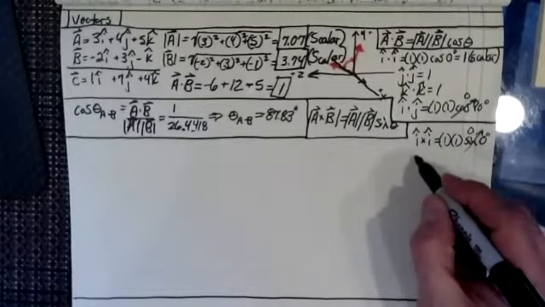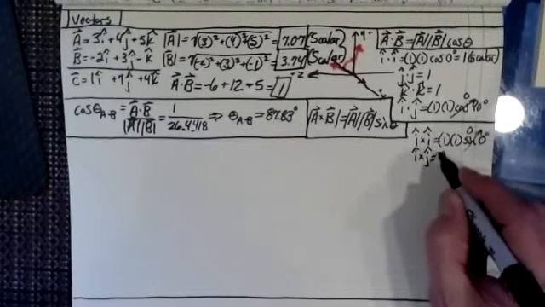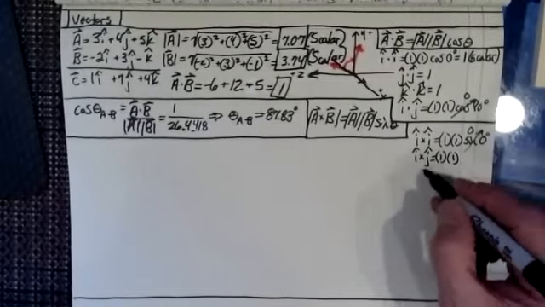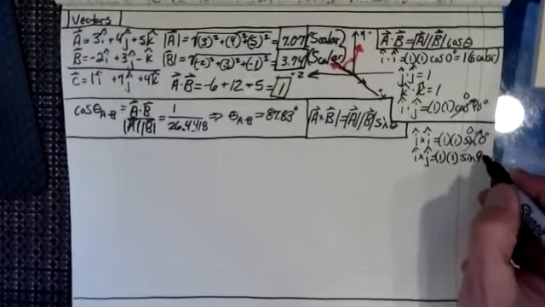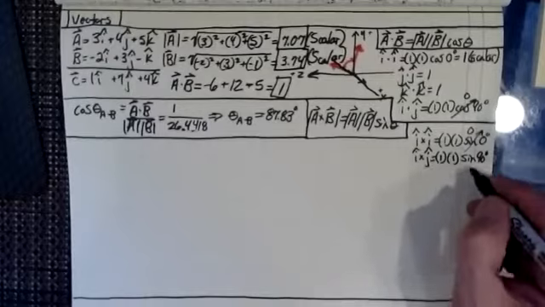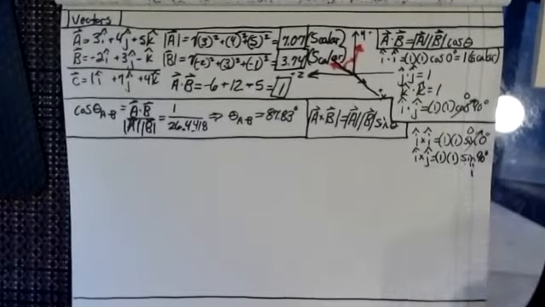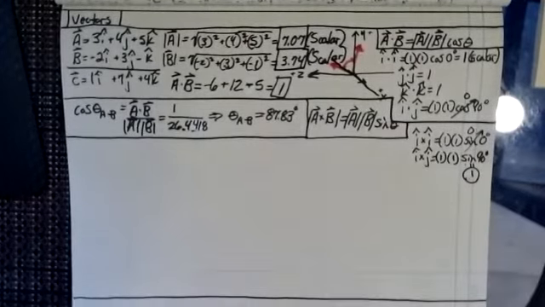But what about i cross j? Well, i is 1, j is 1, and it's 90 degrees, so it's the sine of 90 degrees, which is 1. Does everybody see that? That equals 1. So that would give us 1. So we can do i cross j.